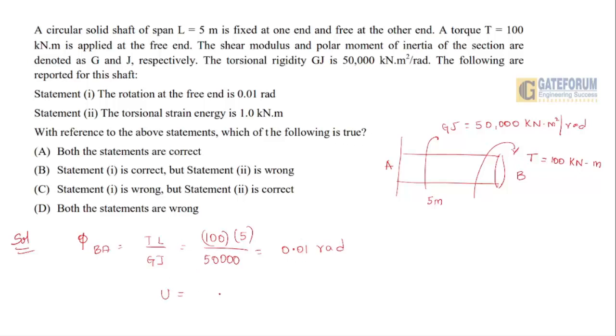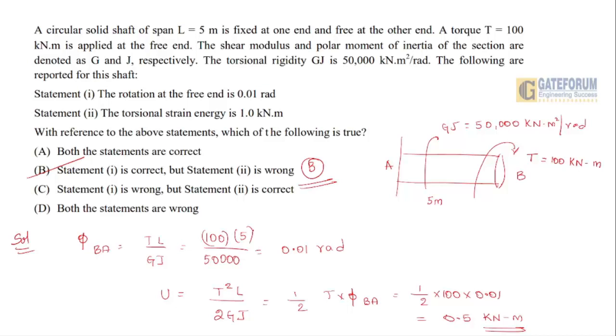Torsional strain energy U is equal to T square L by 2GJ, right? Or half T into phi of BA. Substitute in this 1 by 2, 100 into 0.01. You will get it as 0.5 kilonewton meter. So obviously, statement 1, the rotation at free end will be the value of 0.01, and statement 2 will be wrong. Option B will be the right answer for the given question.